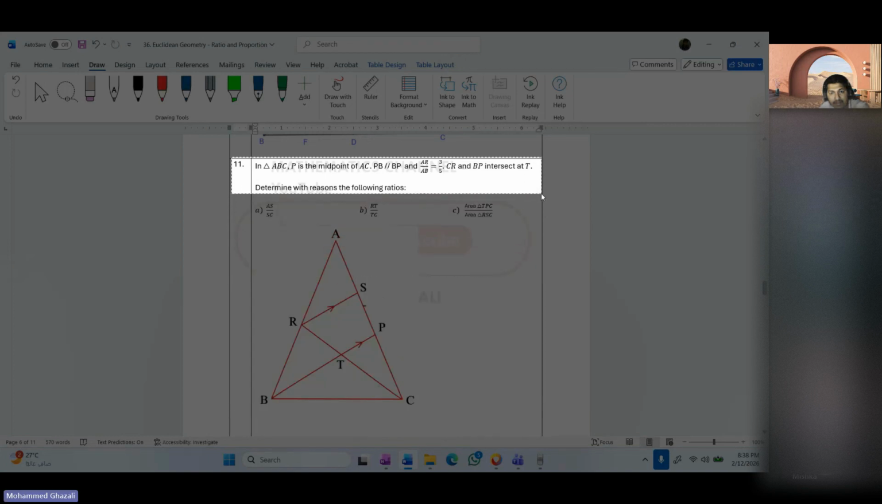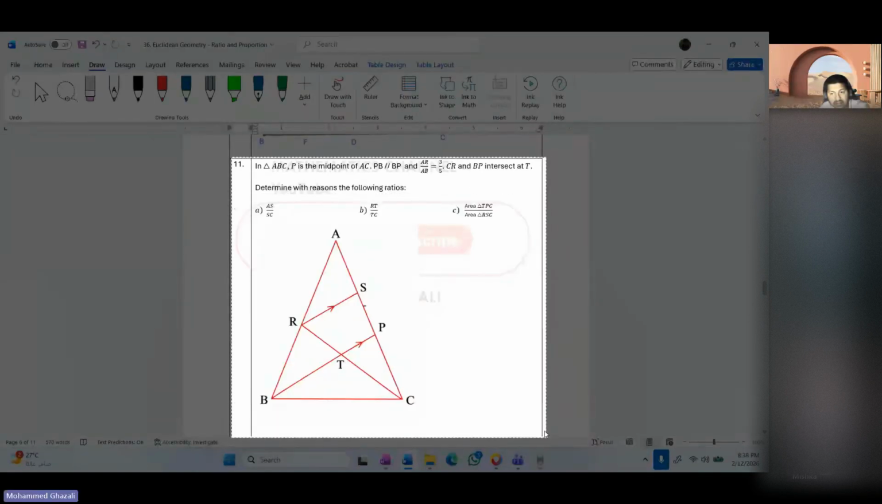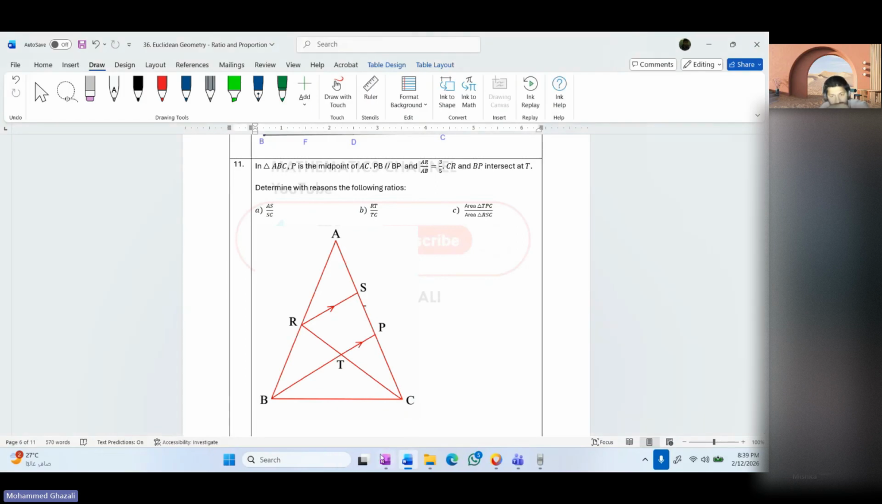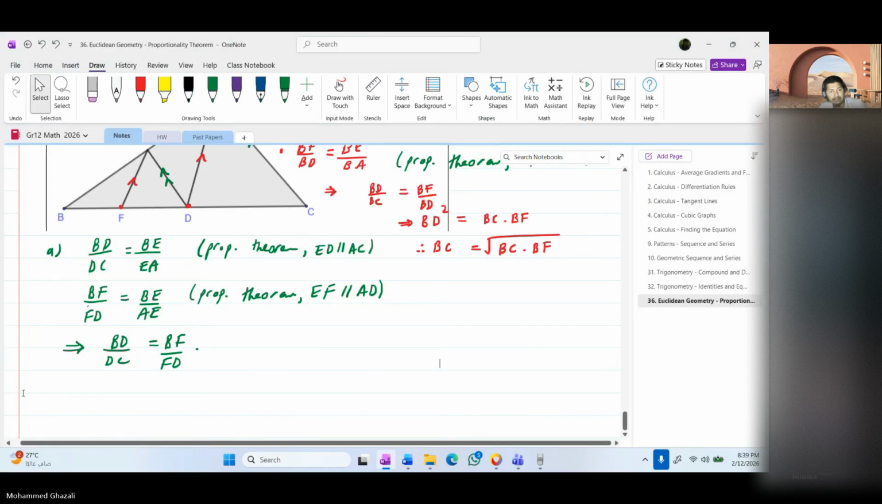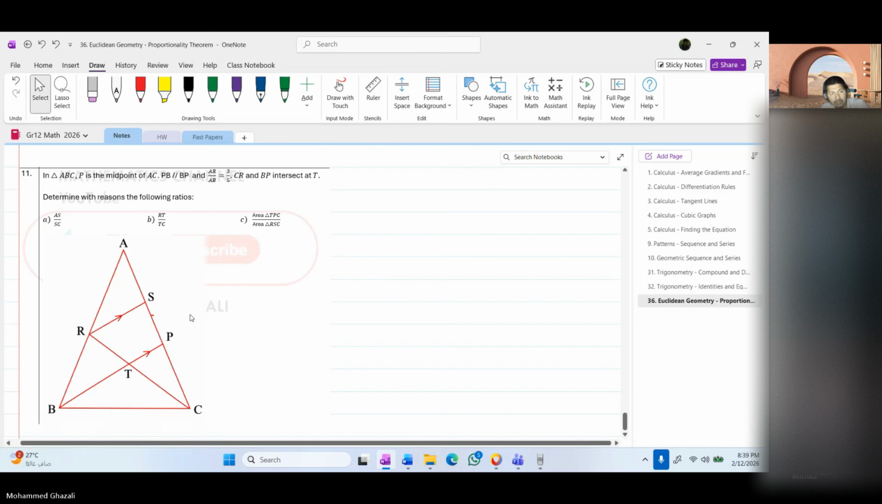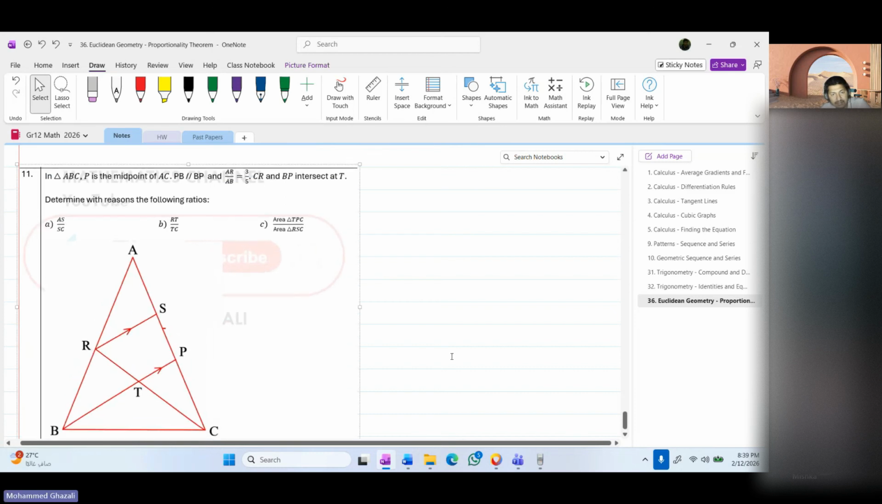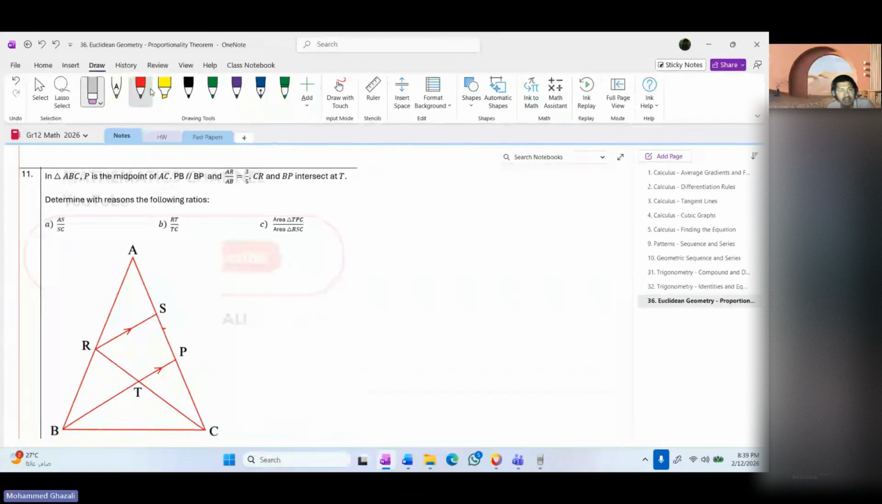Okay, I'm going to try to solve one question at a time. Okay, let's just take the whole thing. It's fine. Watch here. In triangle ABC, P is the midpoint of AC.